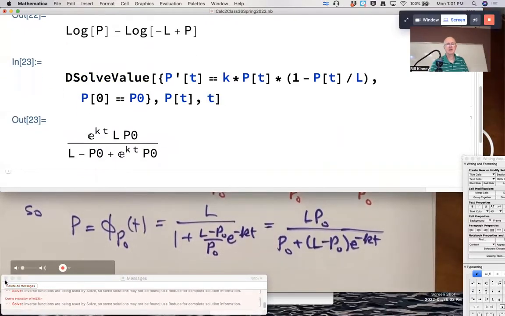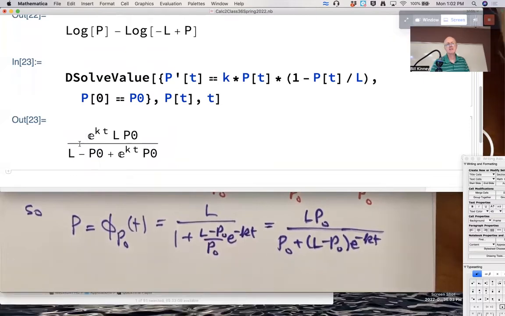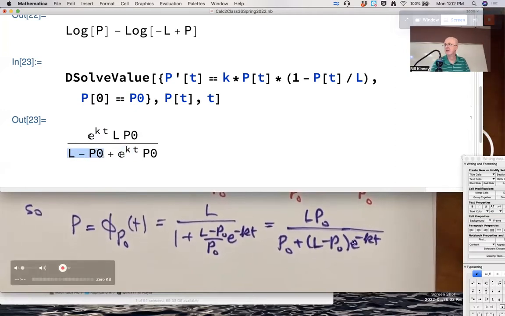Gave a little error saying inverse functions are being used. Well, it was more of a warning, not an error. But this effectively does work. And it is effectively the same thing as my answer. You could obtain my answer from this one by dividing the top and the bottom by e to the kt. Cancel the e to the kt there, cancel the e to the kt there. And when you divide this by e to the kt, it's the same as multiplying by e to the negative kt. That matches my multiplication by e to the negative kt right there. These are the same.